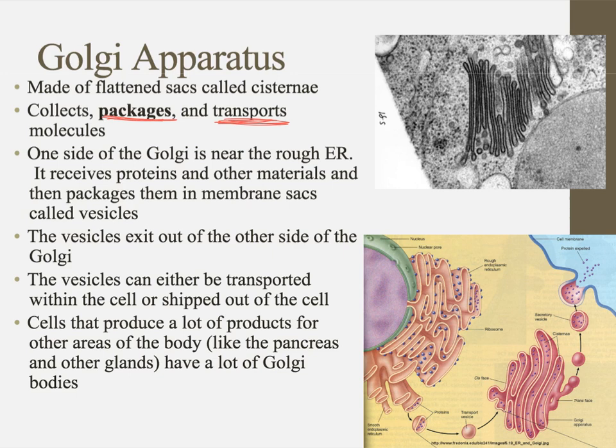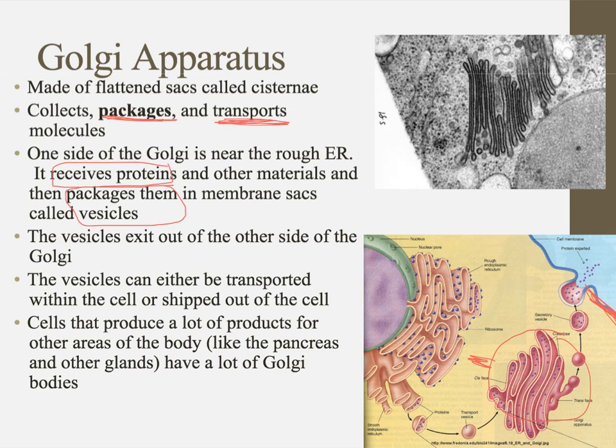One side of the Golgi is going to be near the rough ER. You don't necessarily need to write that down. I just want to show you how to find it in pictures. So here's my Golgi. It's always going to be somewhere near the rough ER and the cell membrane, and that location is very important to its function. So it's going to receive proteins and it's going to package them in little sacs called vesicles.